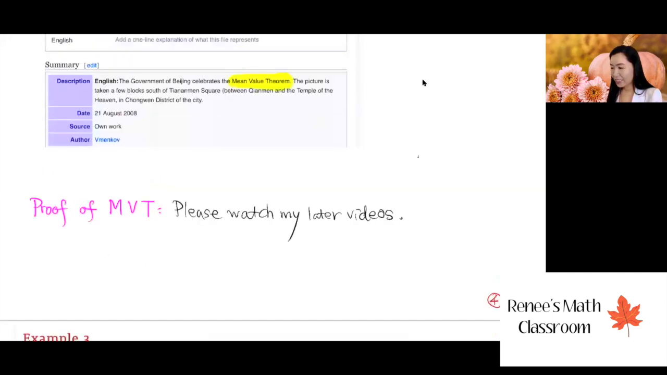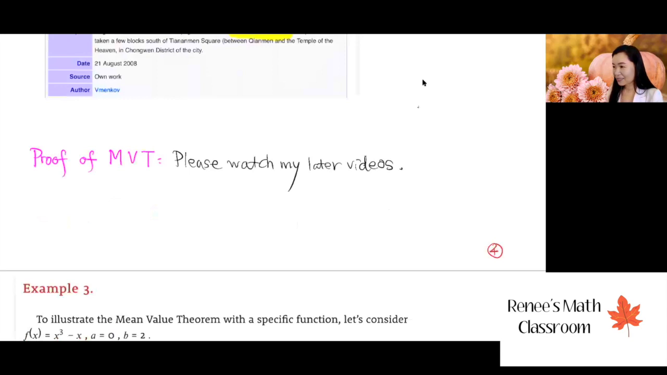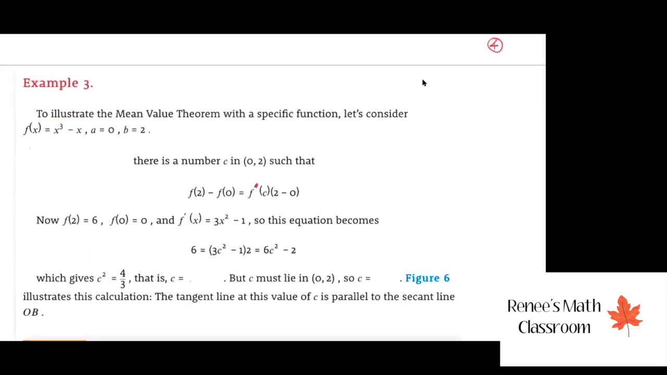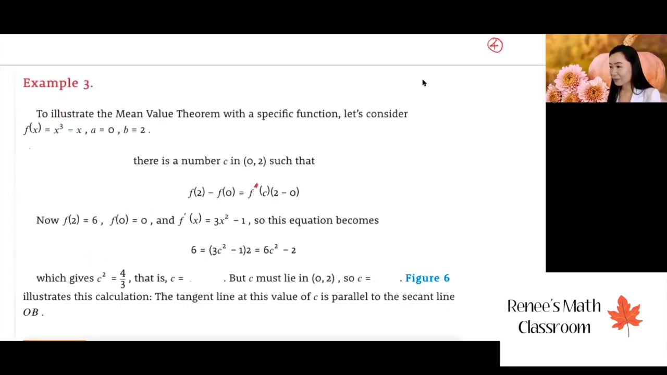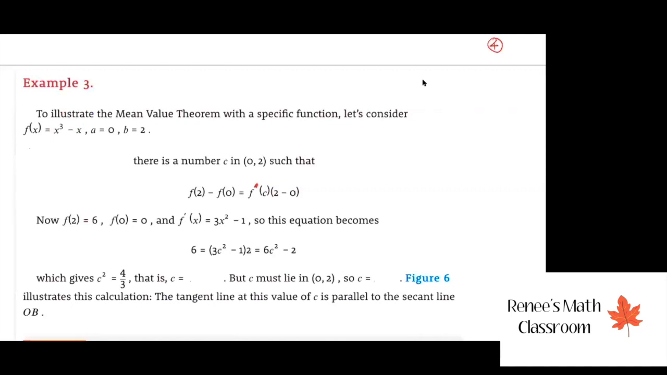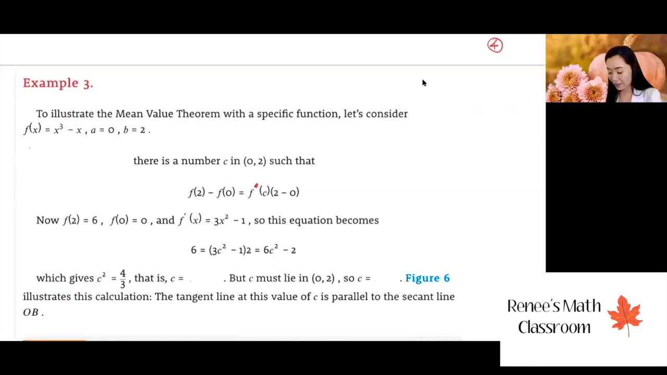So the proof of this mean value theorem, you can watch my later video. I make a video for that. You guys just need to know how to use it. So I don't require you to prove it. So in this example, we're going to illustrate the mean value theorem with a specific function. Let's consider this cubic function, f(x) = x cubed minus x, with a equal to 0, b equal to 2.